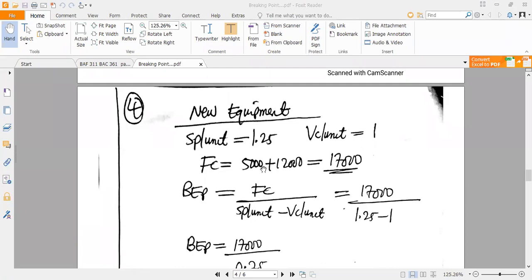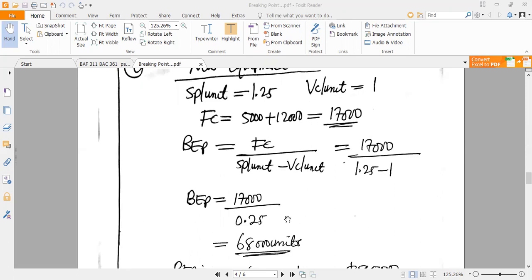The fixed cost for this one is 5,000 plus 12,000, which gives us 17,000. So we put the 17,000 as the fixed cost on top, over the selling price per unit minus the variable cost per unit. So that is 17,000 over 0.25. When you subtract the bottom part, you get 68,000 units.